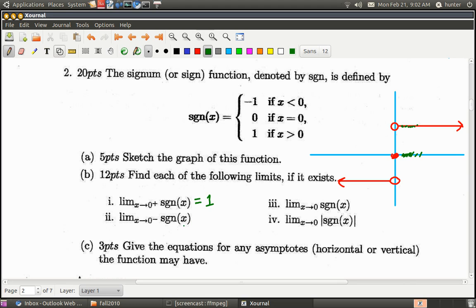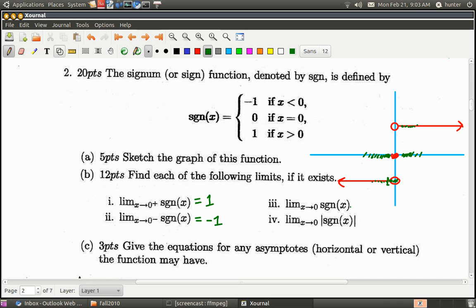Okay, and what about 2? 2 says, what happens as x goes to 0 from the negative side? Well, look at what happens over here. I'm getting closer and closer to 0 from the negative side. And what are the outputs doing? The outputs there are clustering around -1. So here they're clustering around -1, okay? So the limit as x goes to 0 from the left-hand side is -1.